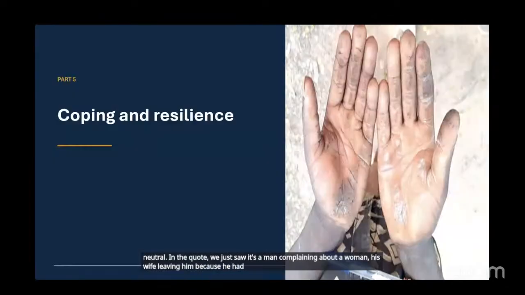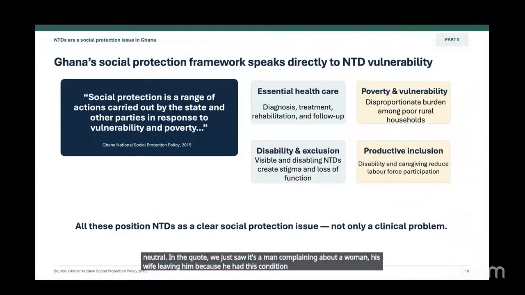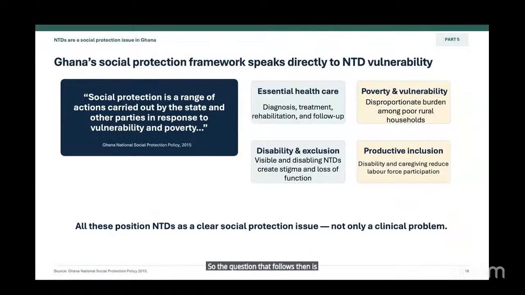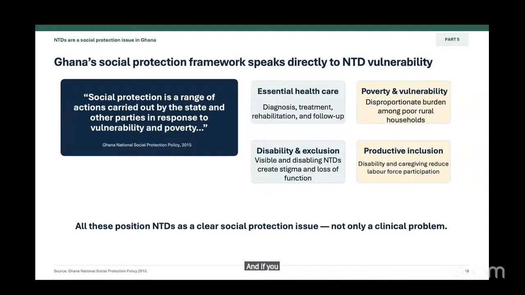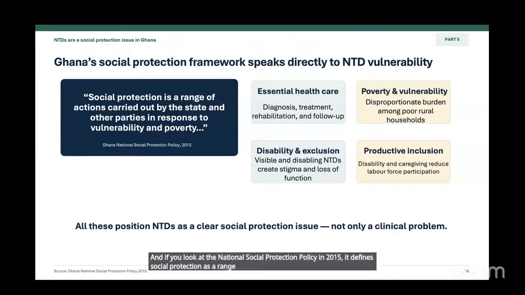So the question that follows then is, how do these households cope with all of these issues? And I want to start by putting this in a broader context. So we think about social protection generally in our country, Ghana. And if you look at the National Social Protection Policy in 2015, it defines social protection as a range of actions carried out by the state and other parties in response to vulnerability and poverty.